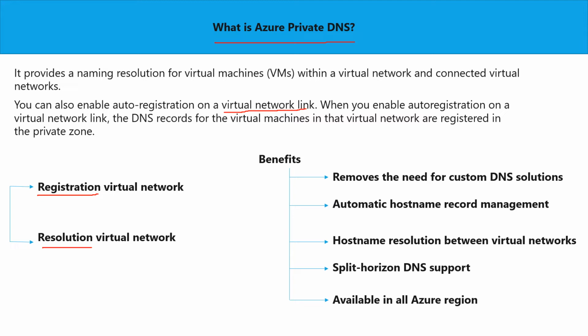Now, if you don't want to go for the registration type of thing, then you can only go for the resolution. And in the resolution, the host name resolution between the virtual networks works as well. Then it is also going to provide you split horizon DNS support. Means you might want to resolve the same FQDN internally and externally. And we are also going to discuss this thing in detail going forward. And this feature is available in all the Azure regions.